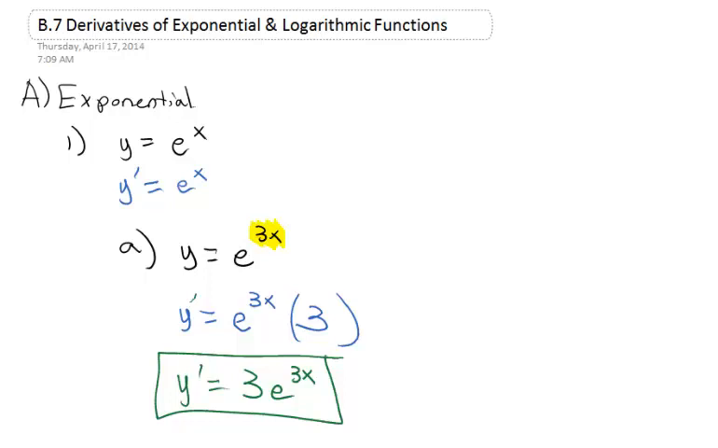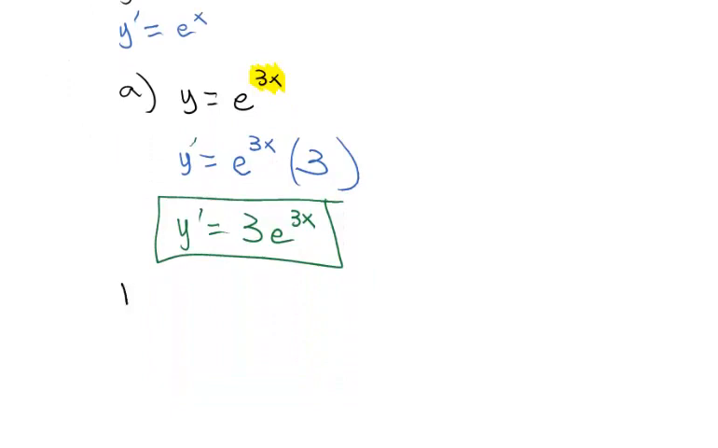It's a real simple derivative. The derivative of e to the x is e to the x. Almost too easy. We'll need to do something a little more interesting.